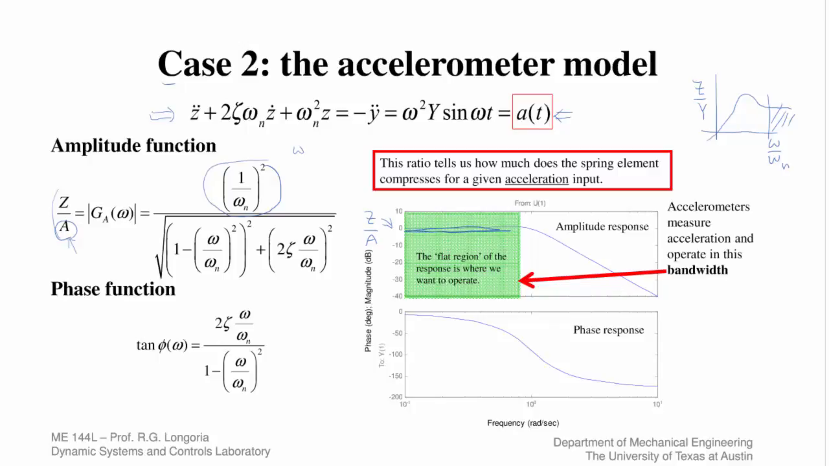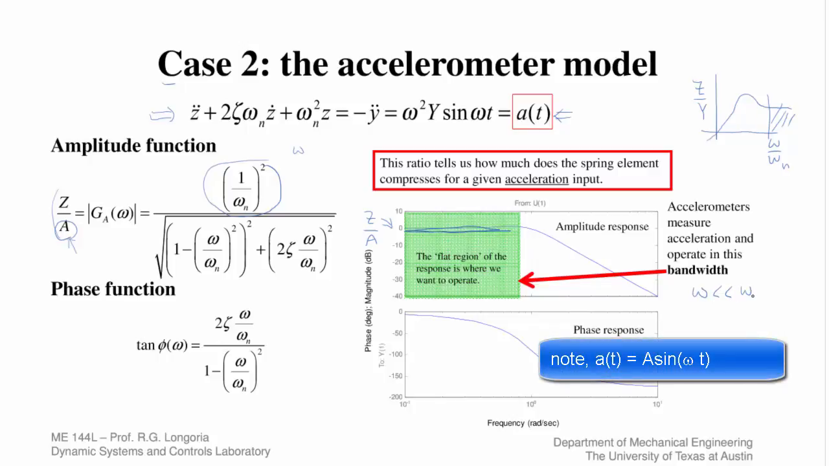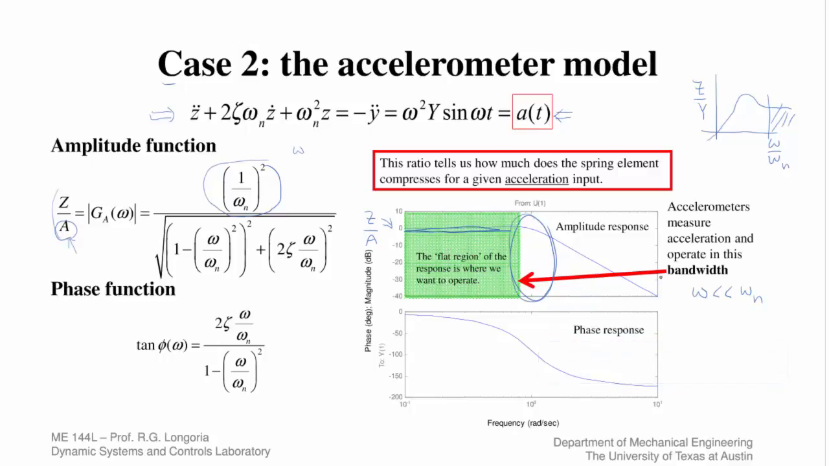And so when omega is very small compared to the natural frequency, remember the natural frequency is somewhere around here, I get what I call my bandwidth, which is where I want to operate my accelerometer. I get hopefully a nice flat region. And that ratio then between z and a is a constant. And remember, that means that if I have some constant k times peak acceleration, that's what I call my sensitivity.